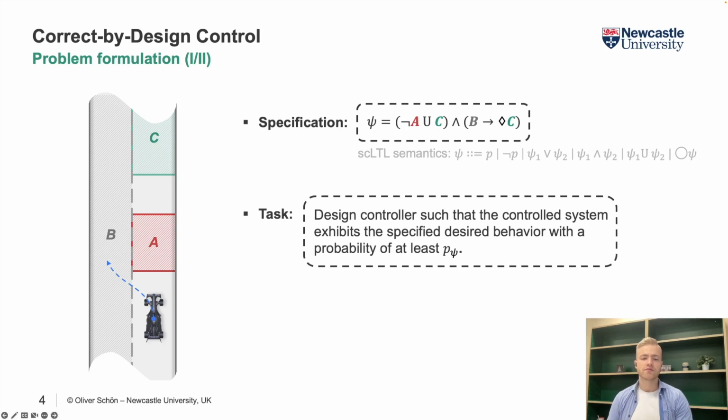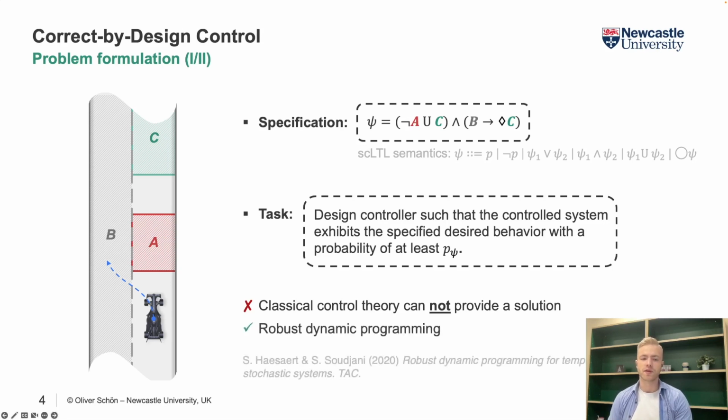Now the task is to design a controller such that the control system exhibits this specified desired behavior with a probability of at least, say, 99%. Recall that since we have a stochastic system, there is no binary notion of satisfaction, but we're looking at probabilities of satisfaction. Classical controller theory cannot provide any solutions to these kinds of problems, and one kind of solution for this is robust dynamic programming that was introduced in 2020.